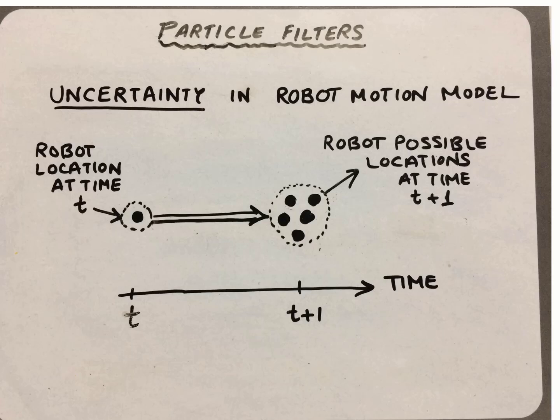And because we are not sure if our robot motion model is perfect, there is some element of uncertainty. So we are going to assign multiple locations at time t+1. So we are going to say that our robot can be any one of these locations at time t+1. Here in this diagram I have used 5 close by positions, and they are representing different possibilities indicating the robot location at this time instant.